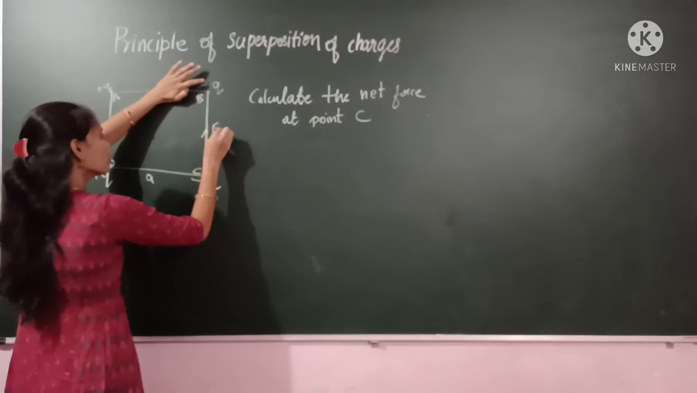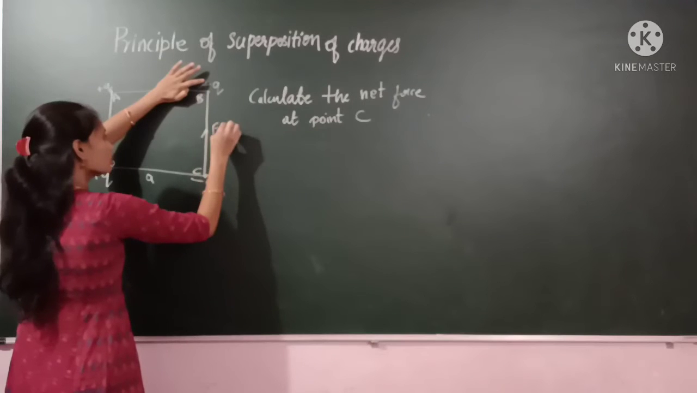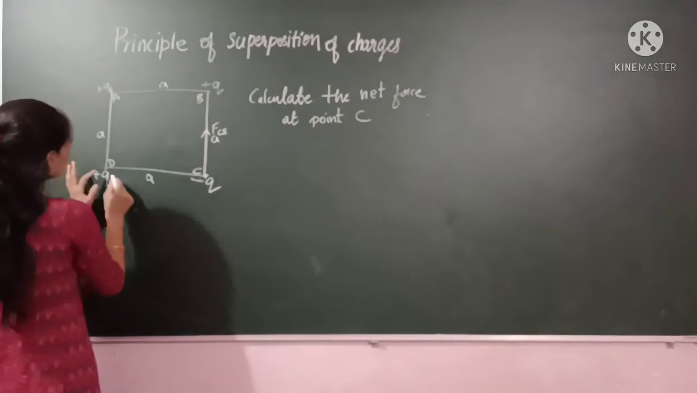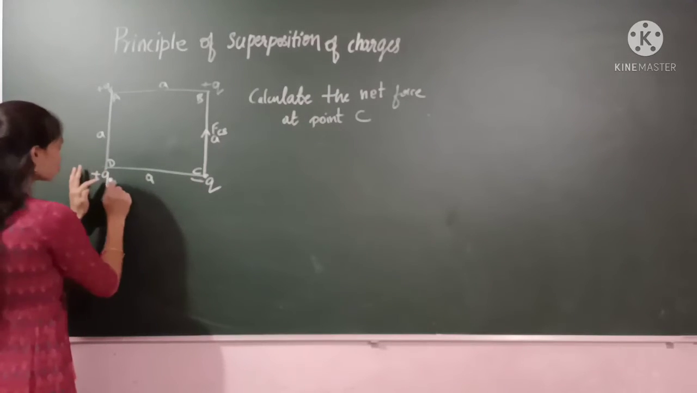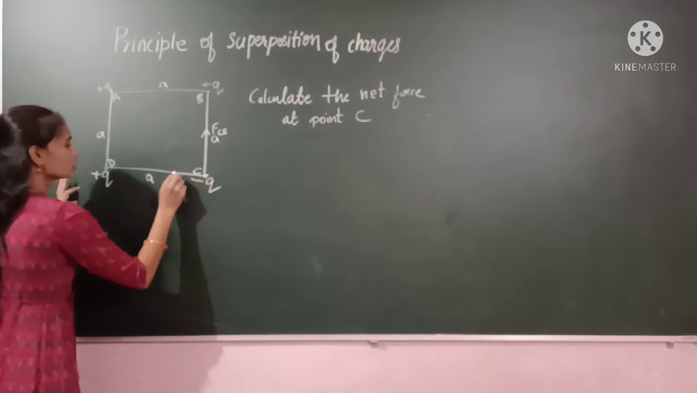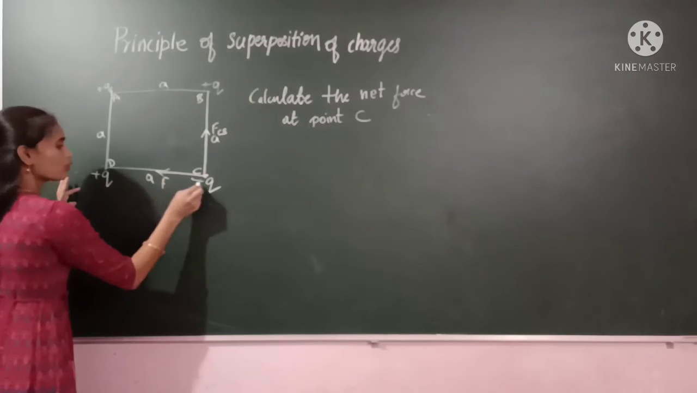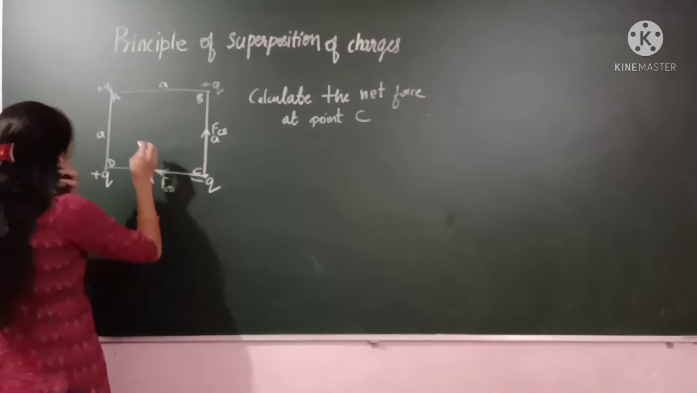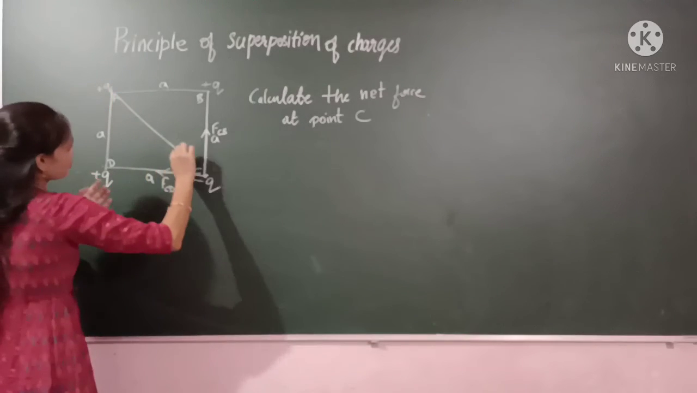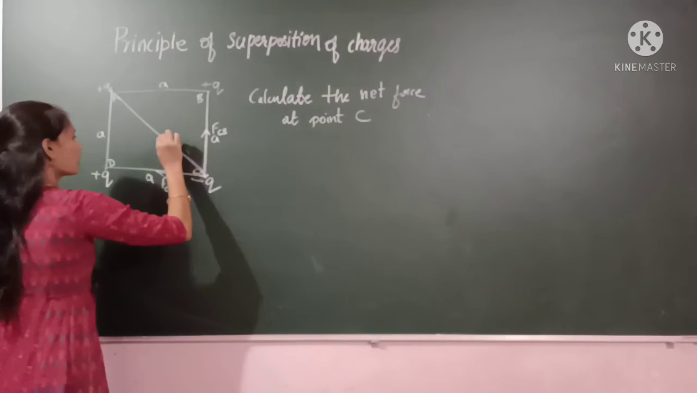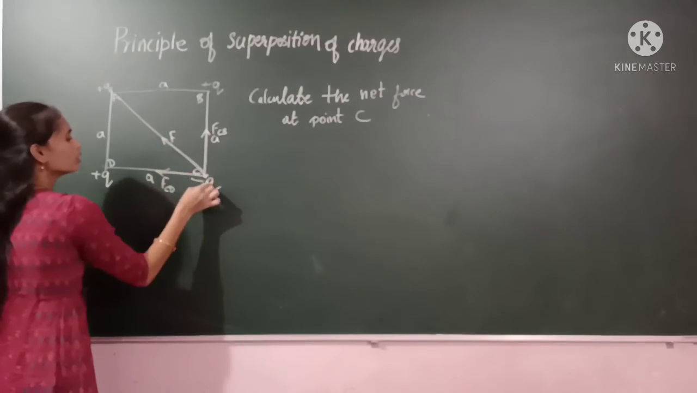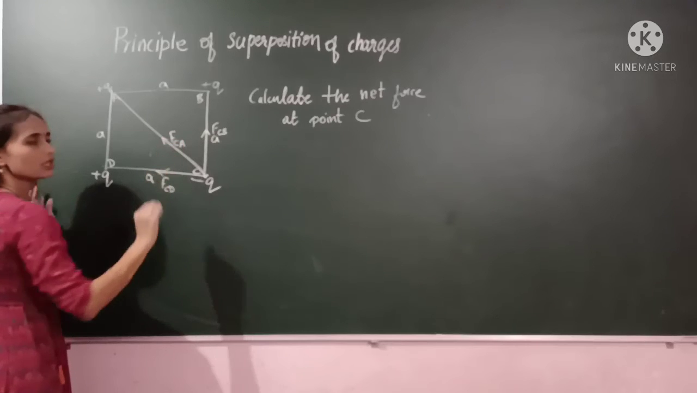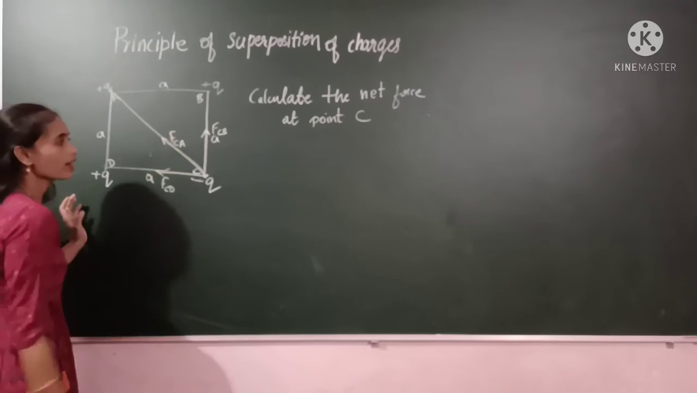So this is the force on C because of which charge? B charge. Okay. Next, this charge is also applying force, positive and negative, they will attract. So this is the direction of force on C because of the D charge. Now this is also applying force. So this is the direction of force on C because of the A charge. Now we have to add all these three forces.